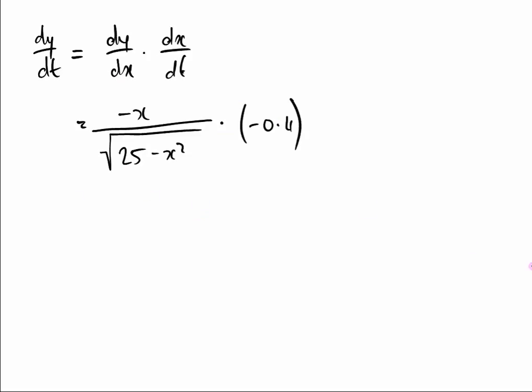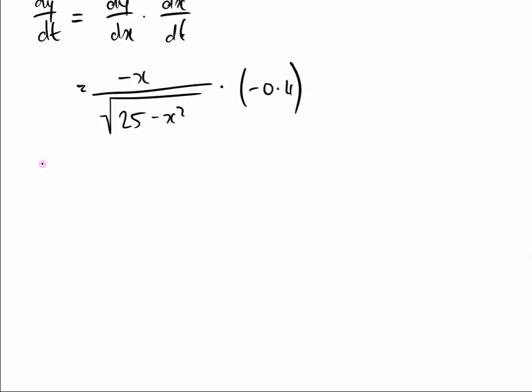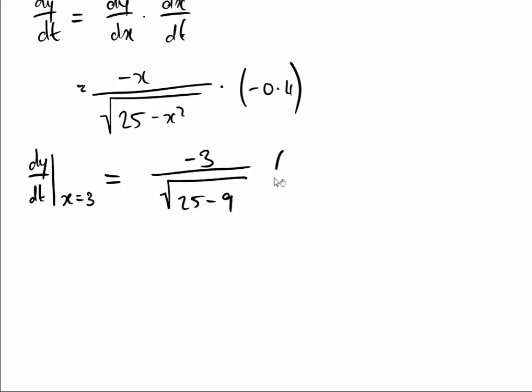So we're not just asked to find the general formula for dy by dt, we're asked to find it specifically at x equals 3 meters. So this is easy enough now. We just substitute in 3 every time we see an x: 25 minus 9, negative 0.4. And if you plug this into a calculator or do a little bit of arithmetic, you find that this is 0.3 meters per second.